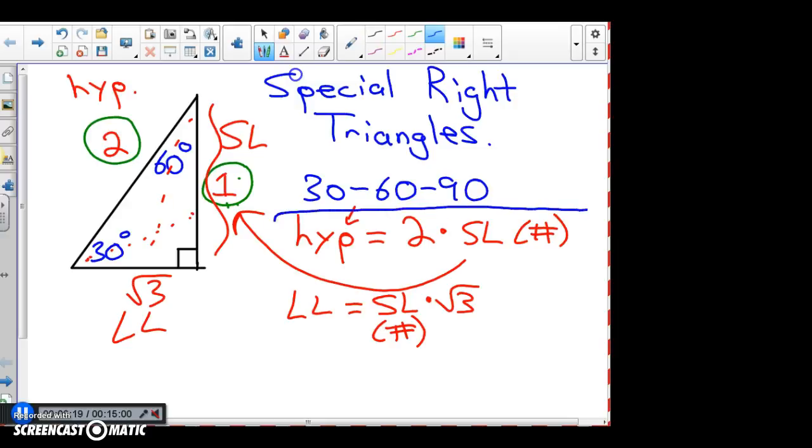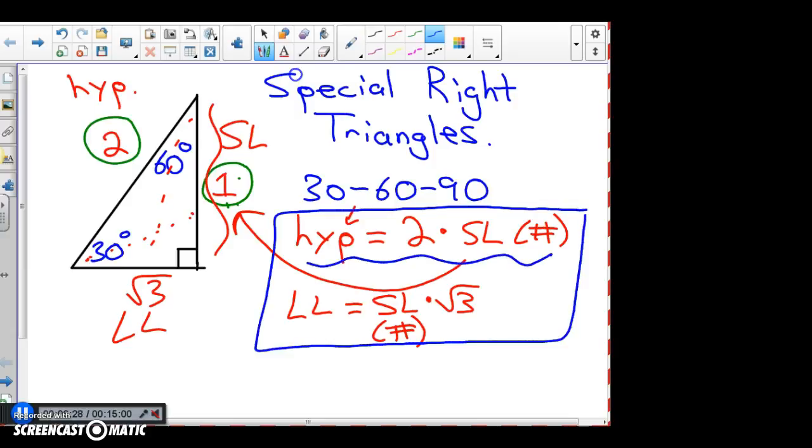What you've got right here are 2 equations. You may say, but I already know my hypotenuse. Why do I need this one? Well, if all I've got is my hypotenuse and I don't know my short leg, this would be a great one to use because I know how to solve an equation.